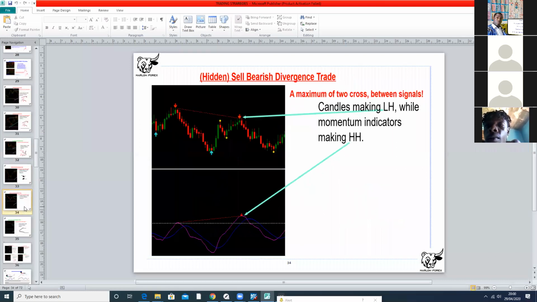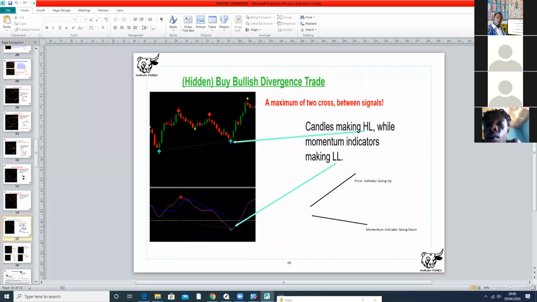Then now we'll look at another hidden. Let's look at a bullish hidden bullish divergence. Now the candle is making higher lows, but the momentum indicator is making lower lows, okay? So therefore, we're looking to buy at this point. We're looking to buy at that point.